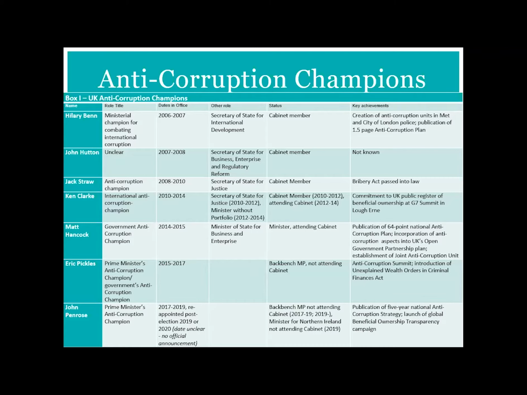Jack Straw was simply the anti-corruption champion. Penn Clarke was back again as the international champion. By the time it came to Matt Hancock, it was the government anti-corruption champion, then the Prime Minister's anti-corruption champion. So more recently, much more personal affiliation to the Prime Minister, in title at least, and the international has been dropped, and that's really important, because one of the big advances that was made in this period by civil society advocacy from 2010 to 2015 was the argument that you couldn't simply look at corruption as an overseas problem. It had to be looked at as a UK issue as well, and therefore the anti-corruption champion needed that as part of their formal brief.